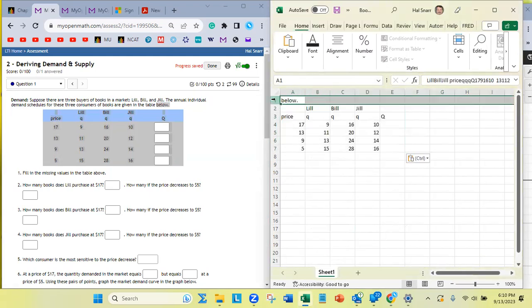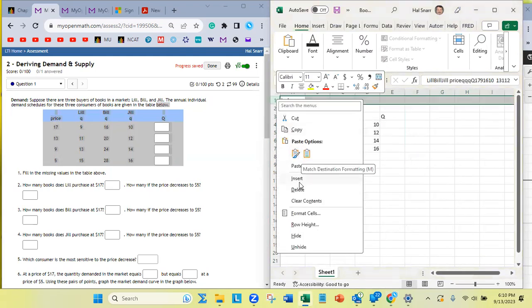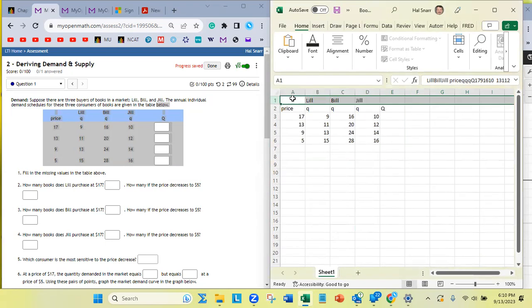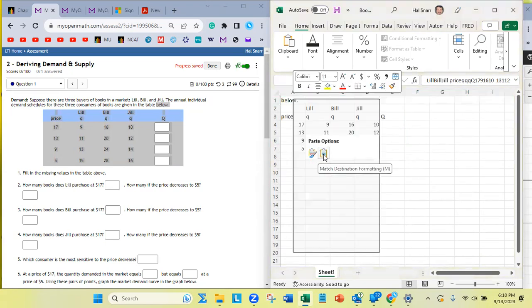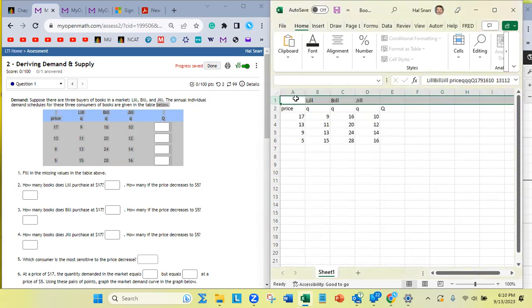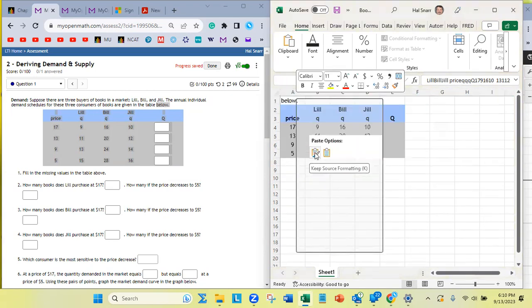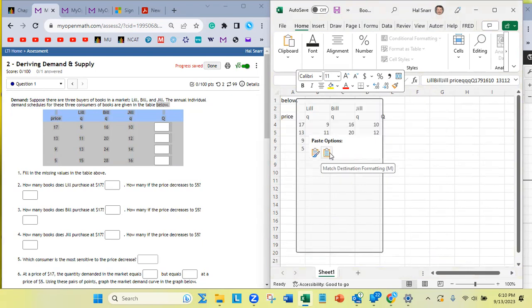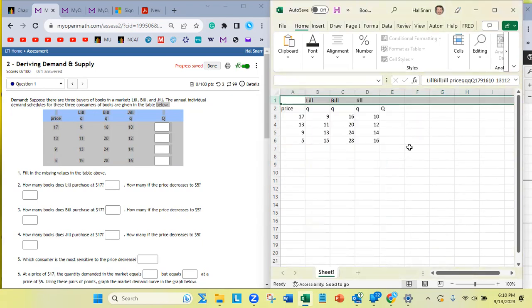And I'm going to delete this first row, right? And again, I chose what? I chose match destination formatting, okay? If you choose the first option, you maintain the HTML formatting. You bring in the color and the font and whatnot. But always pick match destination formatting.